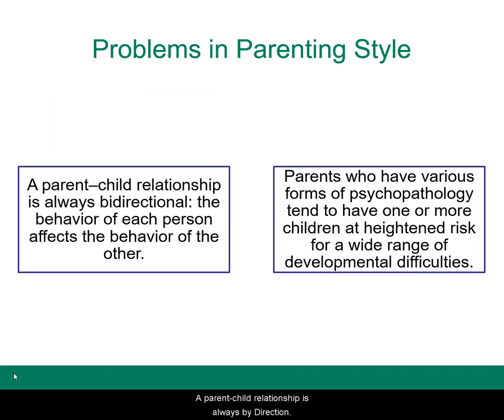A parent-child relationship is always bidirectional. The behavior of each person affects the behavior of the other. So parents who have various forms of psychopathology tend to have one or more children at heightened risk for a wide range of developmental difficulties. So, being raised by that parent who has depression, being raised by that parent who has severe anxiety, what do we say about observational learning for these kids? They're seeing how that anxiety is manifested. They see how depression is manifested, and they act in the same manner because they don't know anything different.